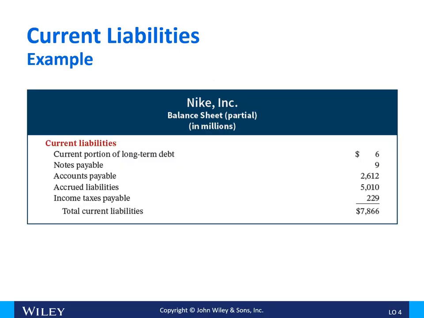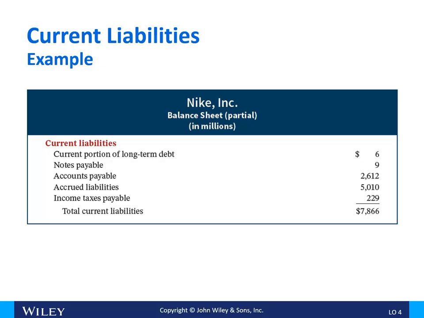So here's an example for Nike, their current liability section. They're going to have current portion of long-term debt. They have notes payable. They have accounts payable. They have accrued liabilities. They have income taxes payable. So their current liabilities at this balance sheet were almost $8 billion. It says it's in millions here in the title, so that means when we see this, it's 7,866 million, which is 7.866 billion.